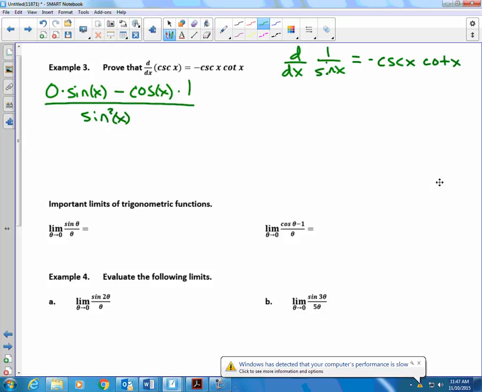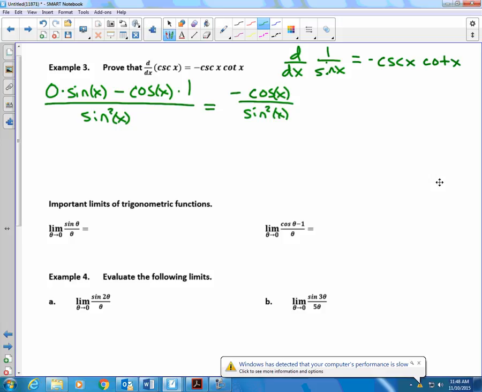Okay. What does the top become? Negative cosine of x divided by sine squared of x. Good work. The derivative of sine is positive cosine. Cosecant, we rewrote cosecant to be 1 over sine. And now we're using the quotient rule.